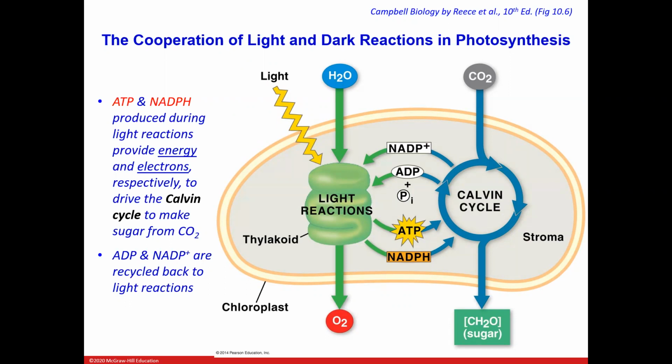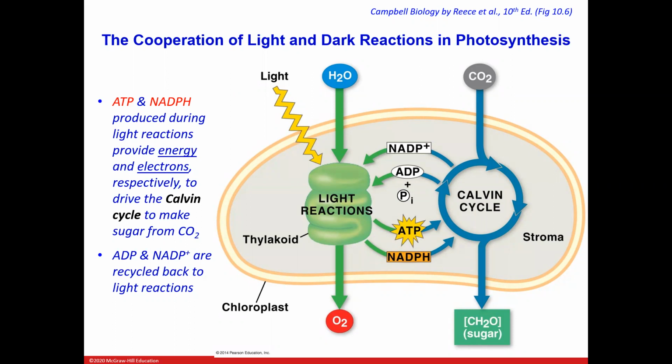So this is just showing the cooperation of the light and dark reactions in photosynthesis. Again, we talked about this earlier. We have water being split, we're getting oxygen out, sunlight coming in. We're generating ATP and NADPH. These are going through the Calvin cycle, which is the synthesis reaction. And then we're bringing in CO2 that's being reduced, and we're getting out carbohydrate sugar.